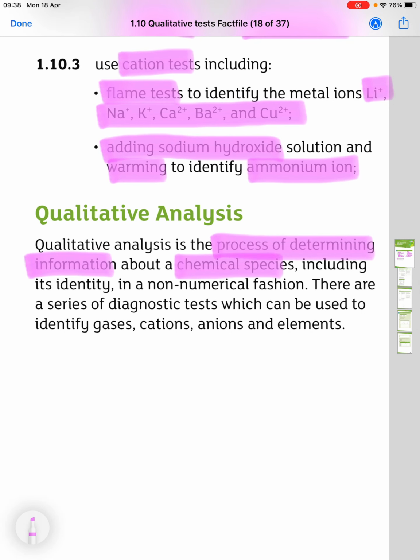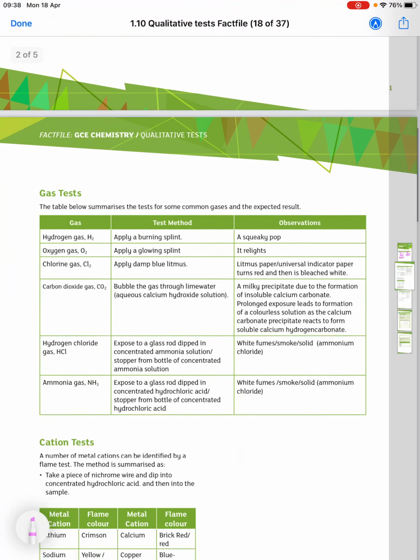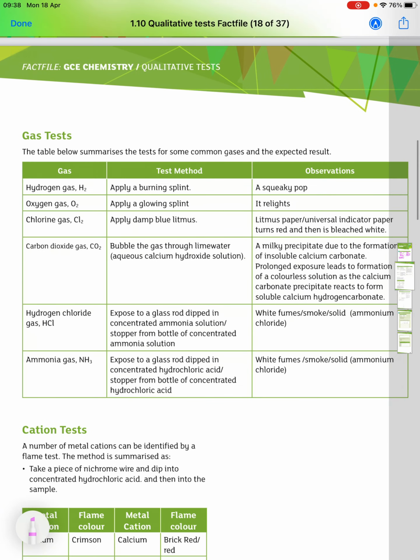So qualitative analysis is the process of determining information about a chemical species, including its identity, in a non-numerical fashion, and there are a series of diagnostic tests which can be used to identify gases, cations, anions and elements. We look first at the gas tests.